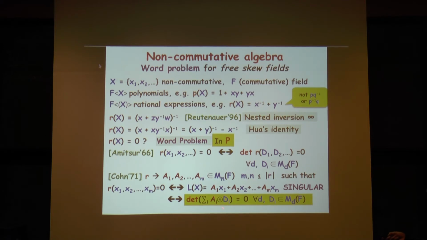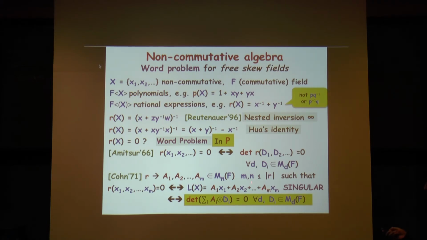Here you have a singularity of a symbolic matrix, and it's singular if and only if this determinant is always 0, no matter what you plug into the variables. And what you plug in has to be matrices of arbitrary sizes, all possible matrices over the field of all sizes. That's at least a theorem in the non-commutative setting. Singularity of an expression, like this. That's the definition.